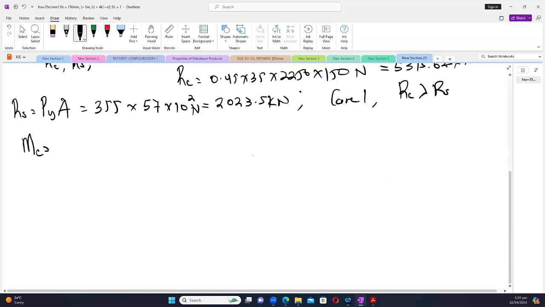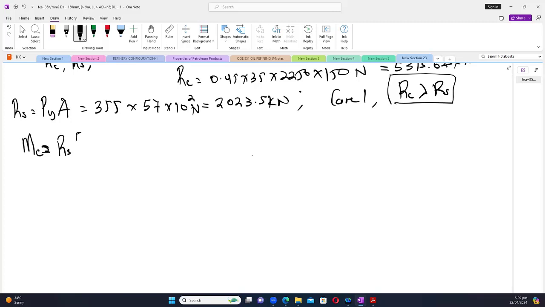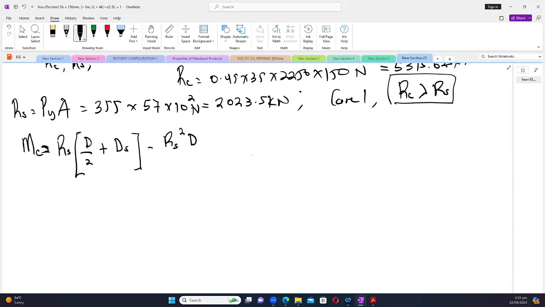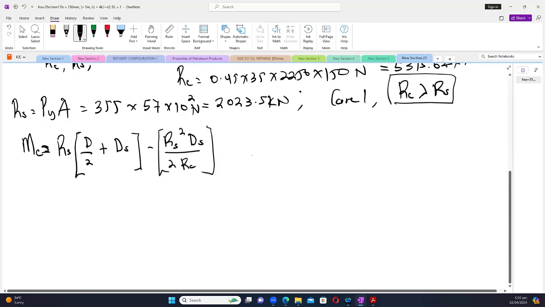I don't have this software though, so I don't put things in my head. Please take your notes, because I don't want to be flipping back and forth. One person should tell me the formula for MC if the condition RC is greater than RS. MC is equal to RS into bracket D over 2 into bracket D over 2 plus DS close bracket minus in a bracket RS squared DS over 2 RC close bracket. You want me to put back a line for you? Okay, is it correct?